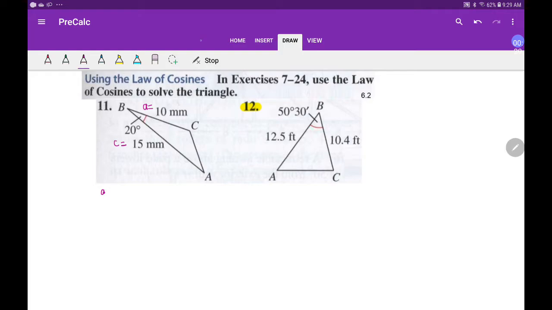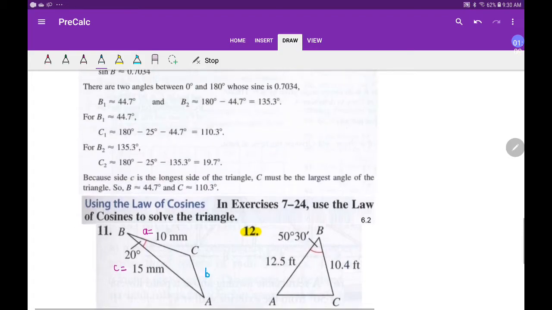So we're looking for B. B squared is equal to A squared plus C squared minus 2AC cosine of B. And we have all the things on the right, and that's the version of our equation that we are using since we're using B.